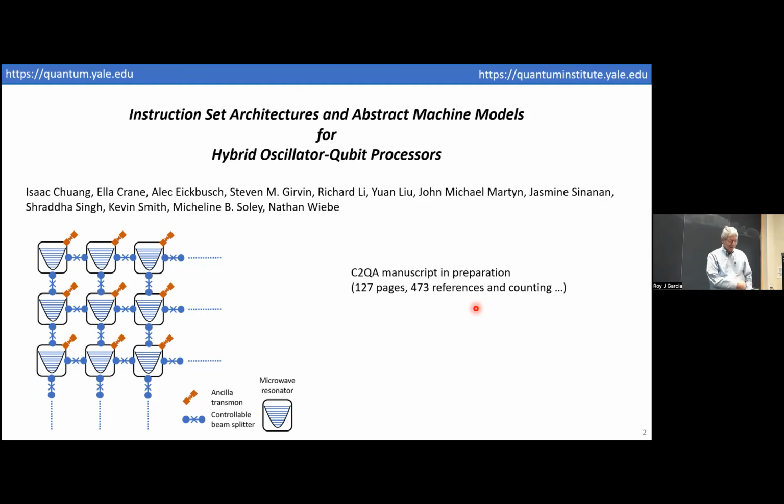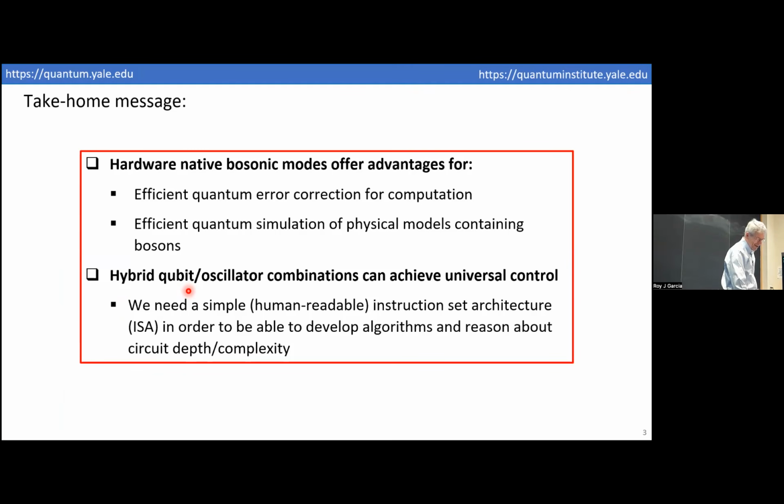But the idea is that we believe that an architecture that consists of many harmonic oscillators coupled together that can communicate with each other by beam splitters and have auxiliary qubits attached to them to grant you universal quantum control is a very interesting architecture for computation and for quantum simulation of physical models that contain bosons. And it's also very good for quantum error correction.